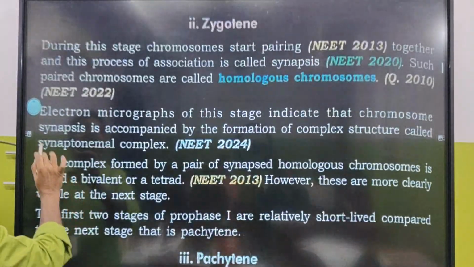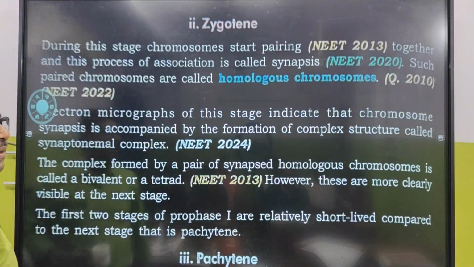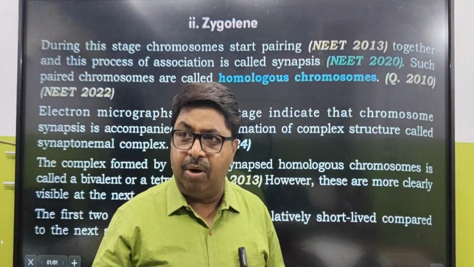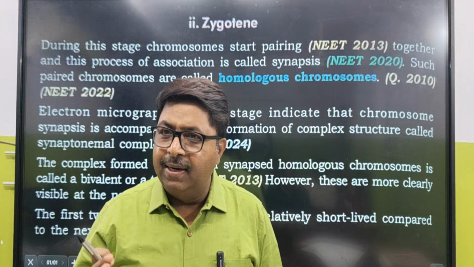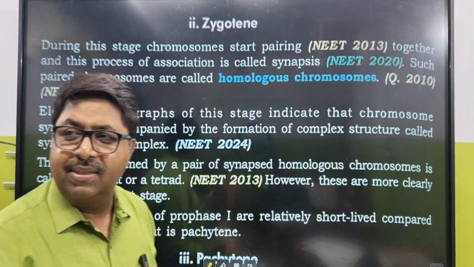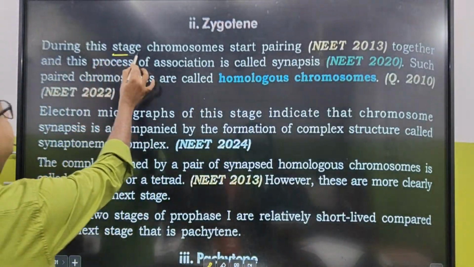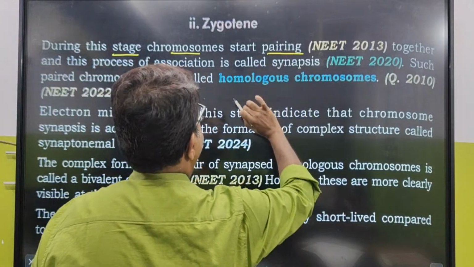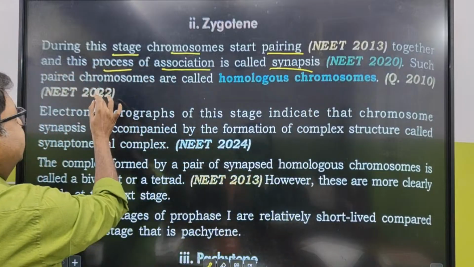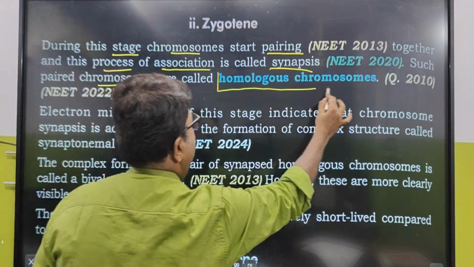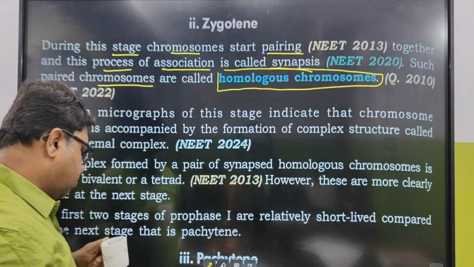So what happens in zygotene? Zygote means n plus n equals zygote. That means pairing of something, and for pairing, some complex is required. What is the complex? The synaptonemal complex. Very, very important. During this stage, chromosomes start pairing together, and this process of association is called synapsis. Such paired chromosomes are called homologous chromosomes. What are these paired chromosomes called?